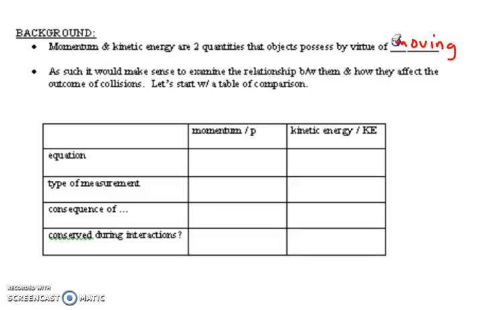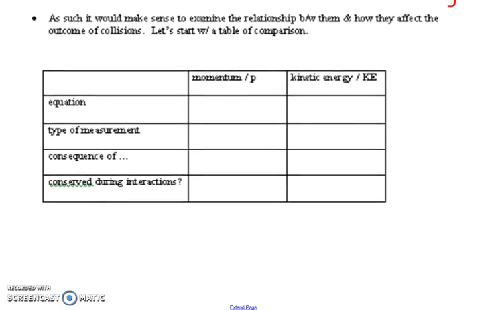And so with a collision, which is usually a sudden force, we want to compare and contrast the two and see how they combine to give us a complete picture of what's going on with the collision. So let's start by doing a comparison between the two and a quick review of momentum and kinetic energy. The equation for momentum, of course, is mv, and for kinetic energy it's 1/2 mv squared.